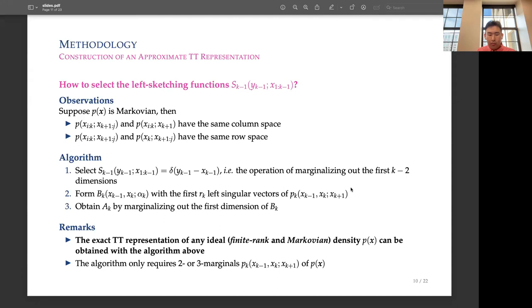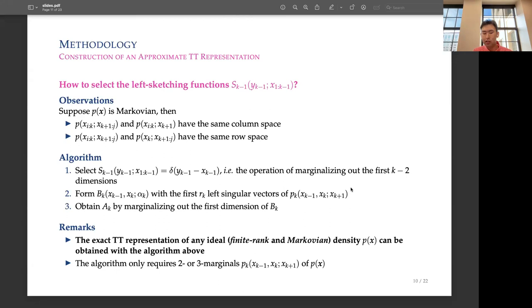But here what we do is perform these operations in an implicit way. Firstly, we apply S_{k-1} to marginalize out x_1 to x_{k-1} of the density function, and then we perform SVD on this three-marginal to obtain this B_k, because the first k-2 dimensions have no effect on the corresponding equation for G_k because of the Markovian assumption. After obtaining this B_k, we obtain A_k by marginalizing out the first dimension of B_k.